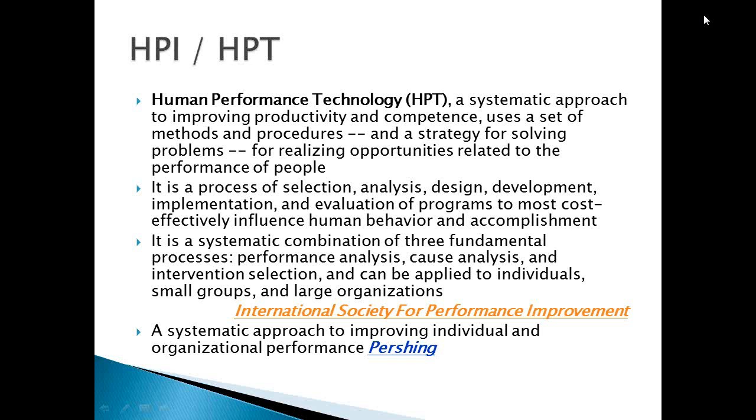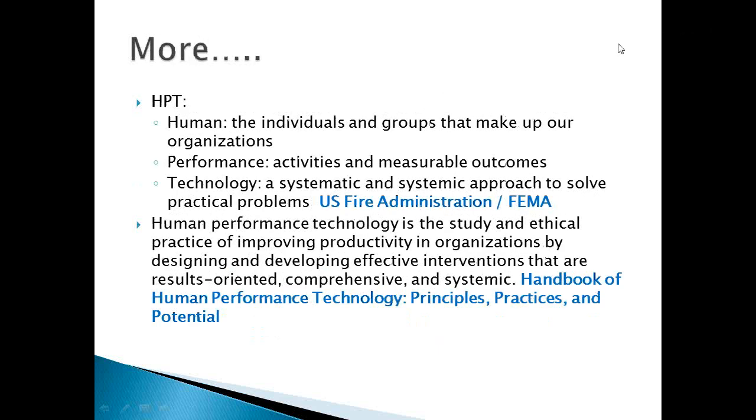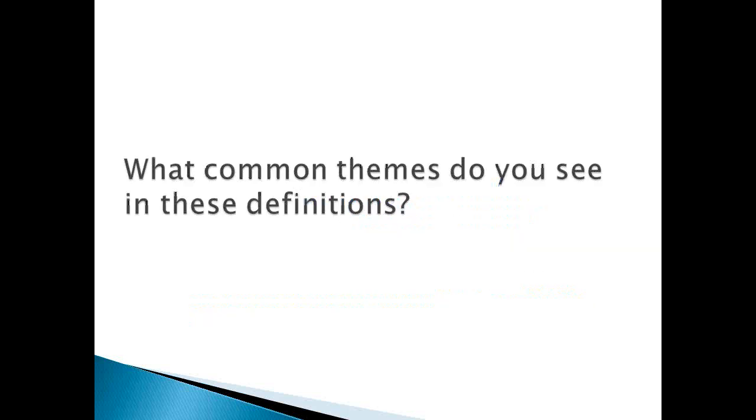Pershing suggests it's a systematic approach to improving individual and organizational performance. HPT: human, the individuals and groups that make up our organizations; performance, activities and measurable outcomes; technology, a systematic and systemic approach to solve practical problems. That's from FEMA. And then the Handbook of Human Performance Technology says that human performance technology is the study and ethical practice of improving productivity in organizations by designing and developing effective interventions that are results-oriented, comprehensive, and systemic. So the question: what are some common themes you see in those definitions?